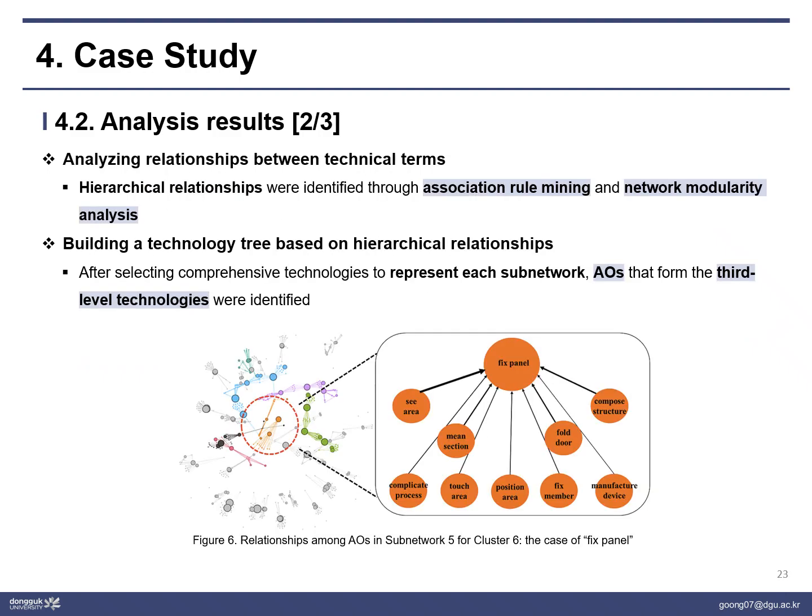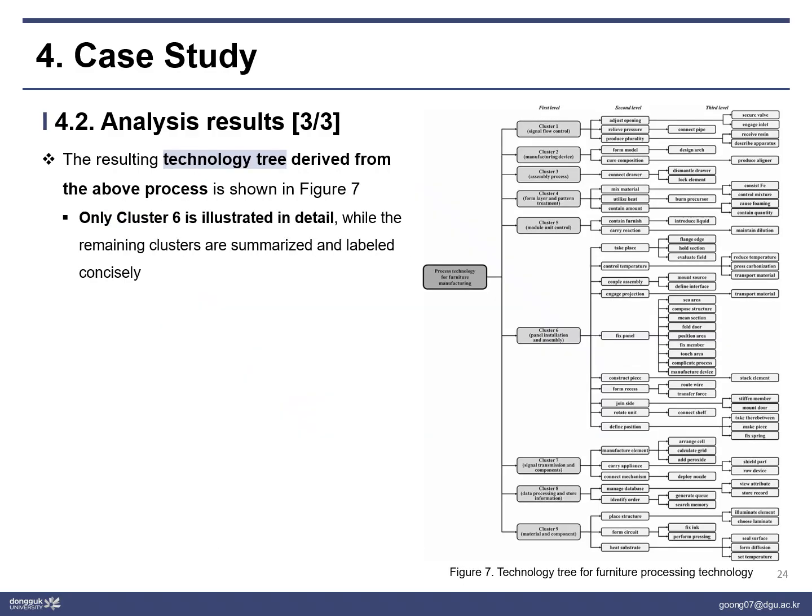Hierarchical relationships are derived through association rule mining and network modularity analysis. Within each subnetwork, third-level technologies are identified based on association rules. The resulting technology tree is presented in Figure 7.